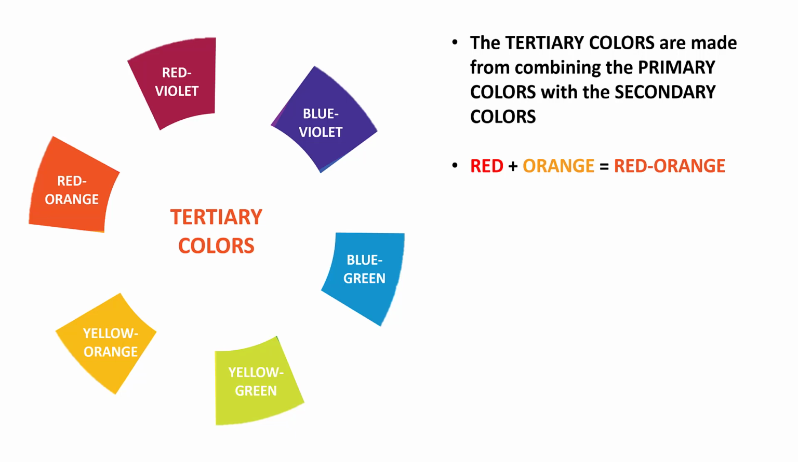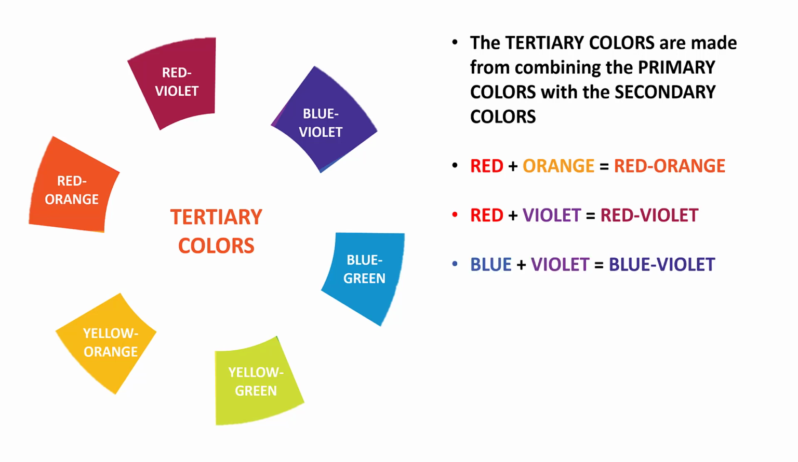Red, which is a primary color, and orange make red orange. That makes sense, but look at the color of red orange. It's not a bright orange and it's not a bright red. It's definitely just in between the two. Same with red and violet make red violet. Blue and violet make blue violet. That makes pretty much sense.